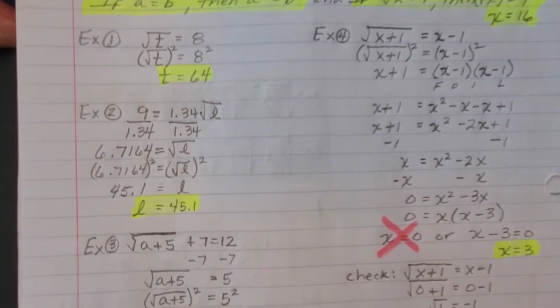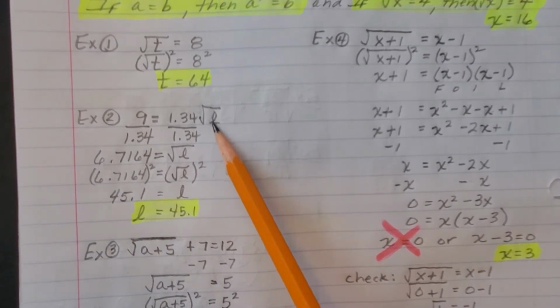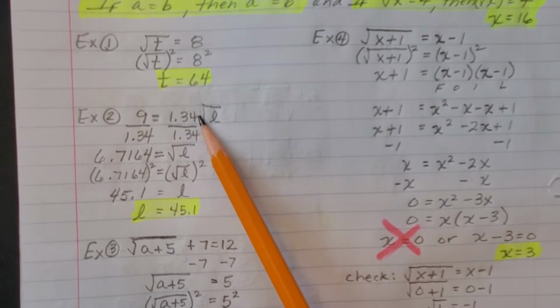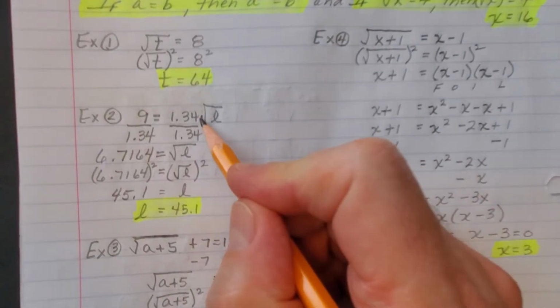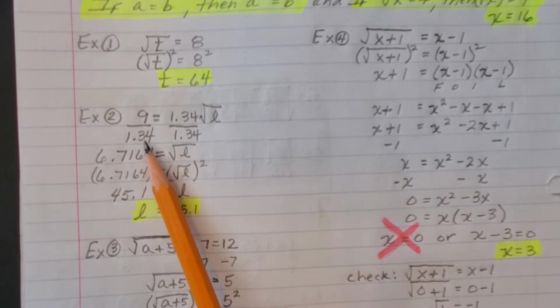Number 2, 9 equals 1.34 times the square root of L. To solve for L, we first get rid of the number 1.34 because it's attached to the square root of L by dividing. The inverse of multiplication is division. That's not a multiplication symbol, it's the radical sign part. And divide by 1.34.